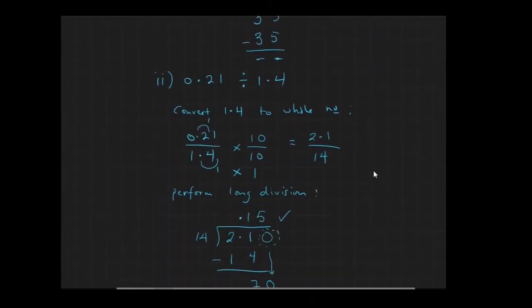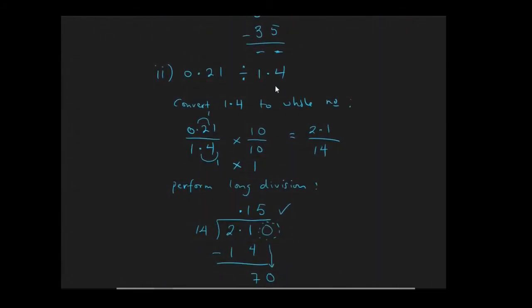In the second example, where the divisor is a decimal fraction, we will have to convert it to a whole number by multiplying both the numerator and the denominator by a power of 10, same power of 10, just to convert the denominator to a whole number. In this case, we have to multiply it by 10 over 10. This gives us 2.1 all over 1.4.